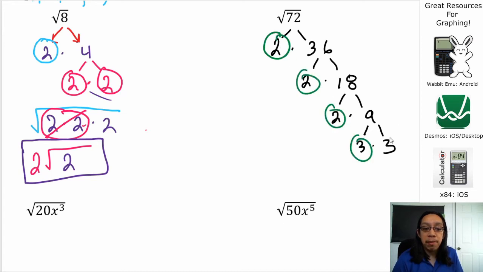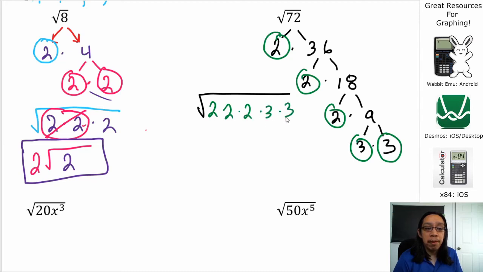In this case, we have a new type of prime number that's given to us in this problem, and it's the number 3. Now, we're going to go ahead and open up our radical sign over here. Now remember, we're just going to put the prime numbers here. We're not going to put 36, 18, and 9. Those are not prime numbers. So 2, 2, 2, and then we have a couple of 3's in there.